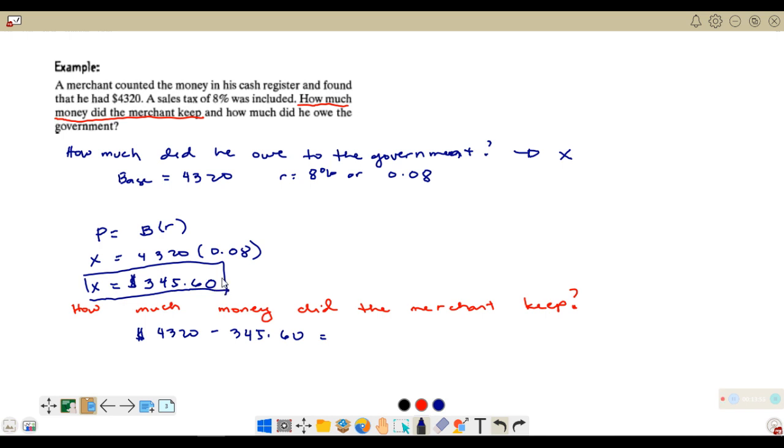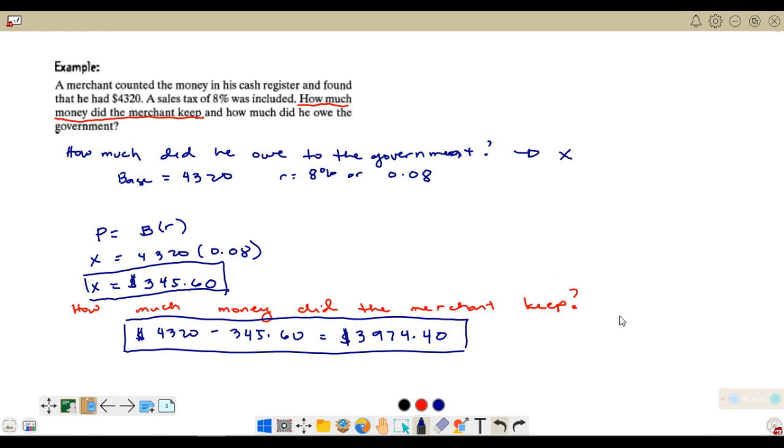So, 4,320 minus 345.60 is equal to $3,974.40. So, if you already know the value here for the tax payment, pwedeng isubtract mo na lang siya. But, what if you don't want to use the value x? Rather, you want to use or construct another equation. Let's call this y. How much money did the merchant keep? Magkano yung matitira sa kanya?